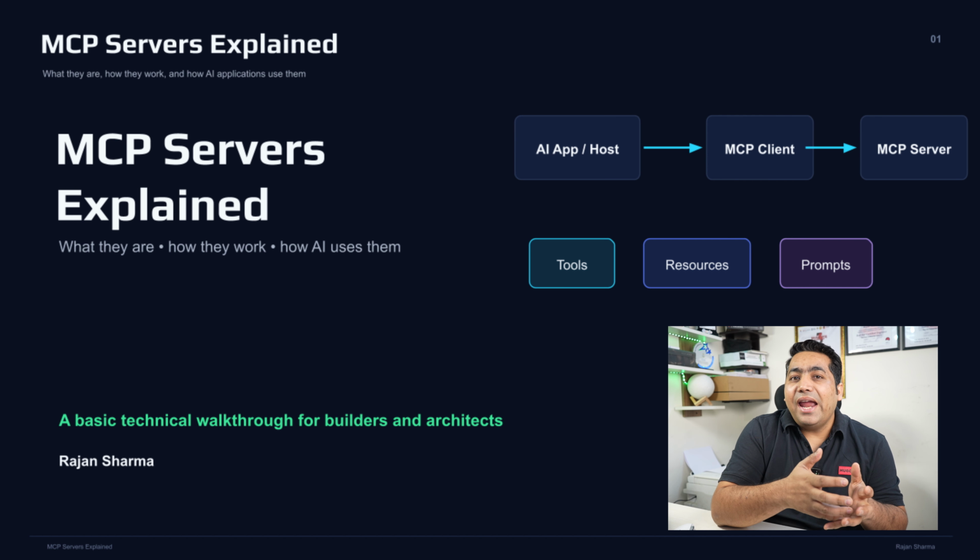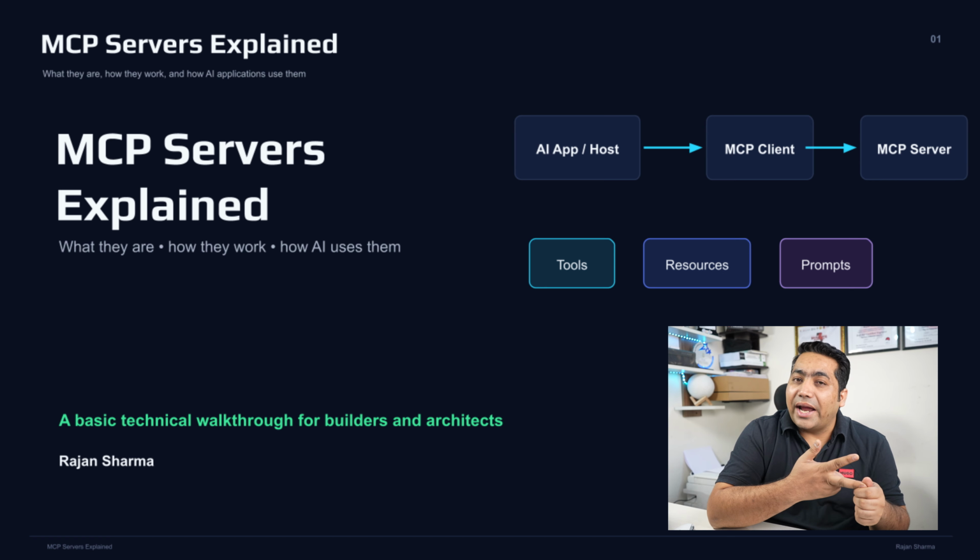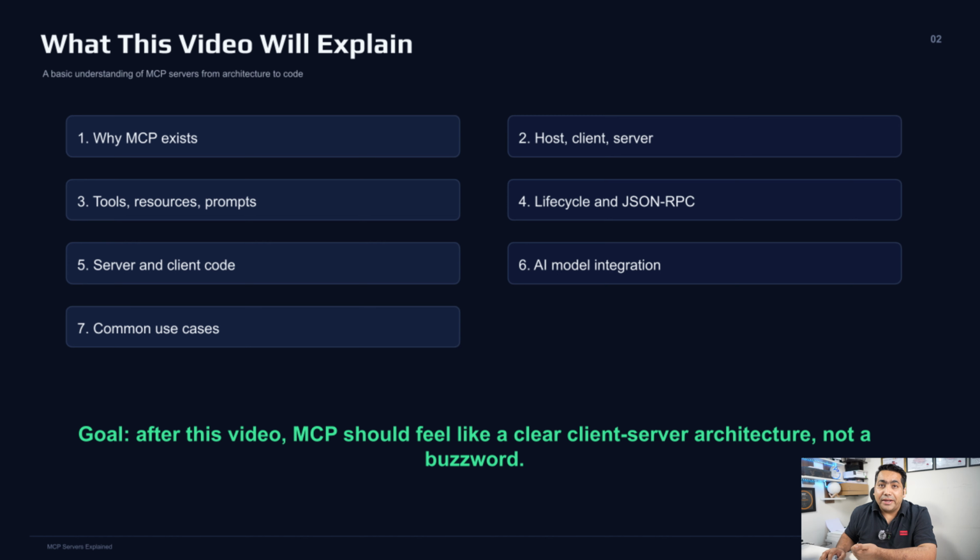So, by the end, I want to make MCP simple: a host, a client, and a server, and capabilities exposed in a standard way. So let me show you the journey first. We will start with why the MCP server exists, then we will understand the main participants: host, client, and server. After that we will look at the capabilities a server can expose: tools, resources, and prompts. Then we will go a level deeper into the lifecycle, JSON-RPC messages, server code, client code, and how this connects with the AI model.